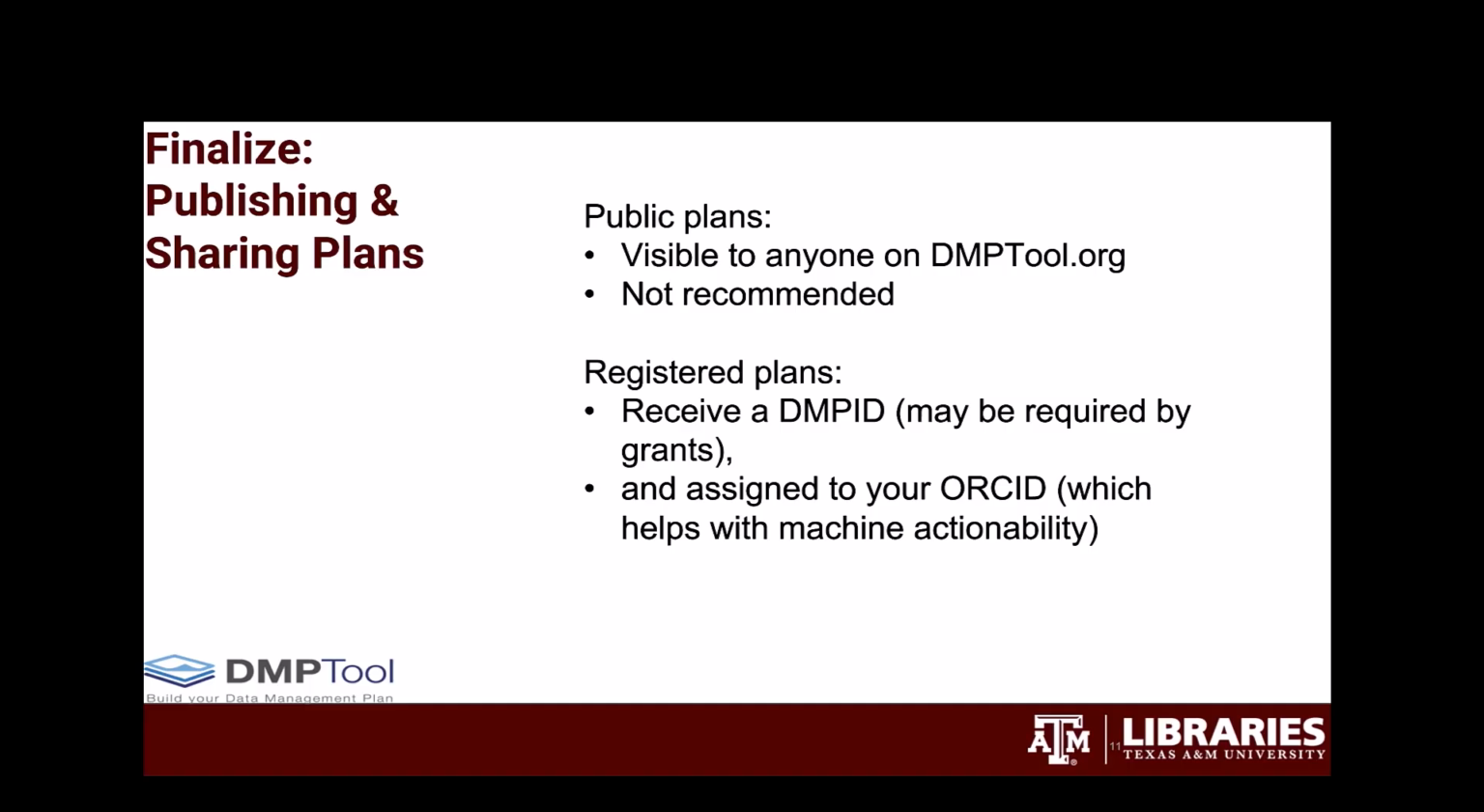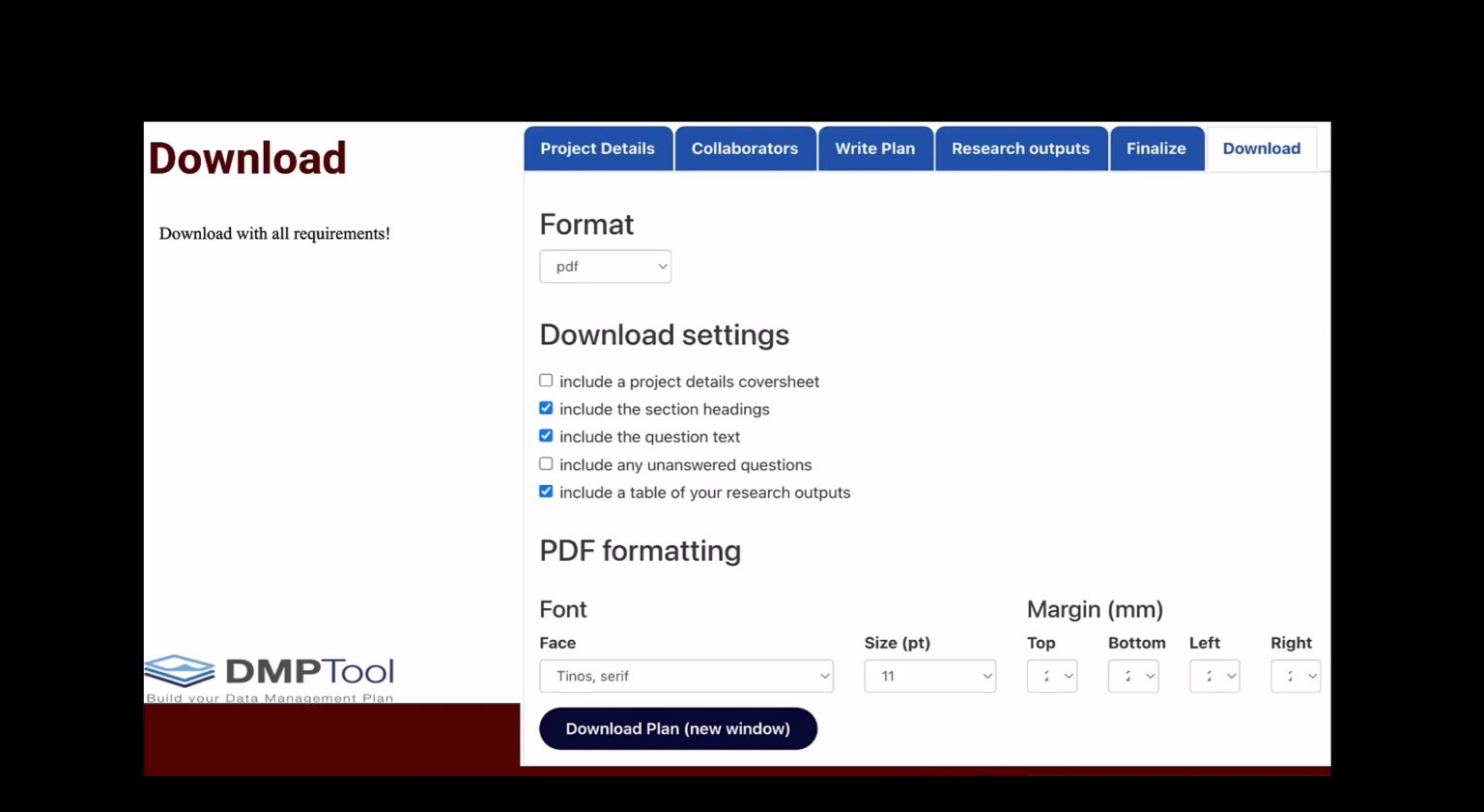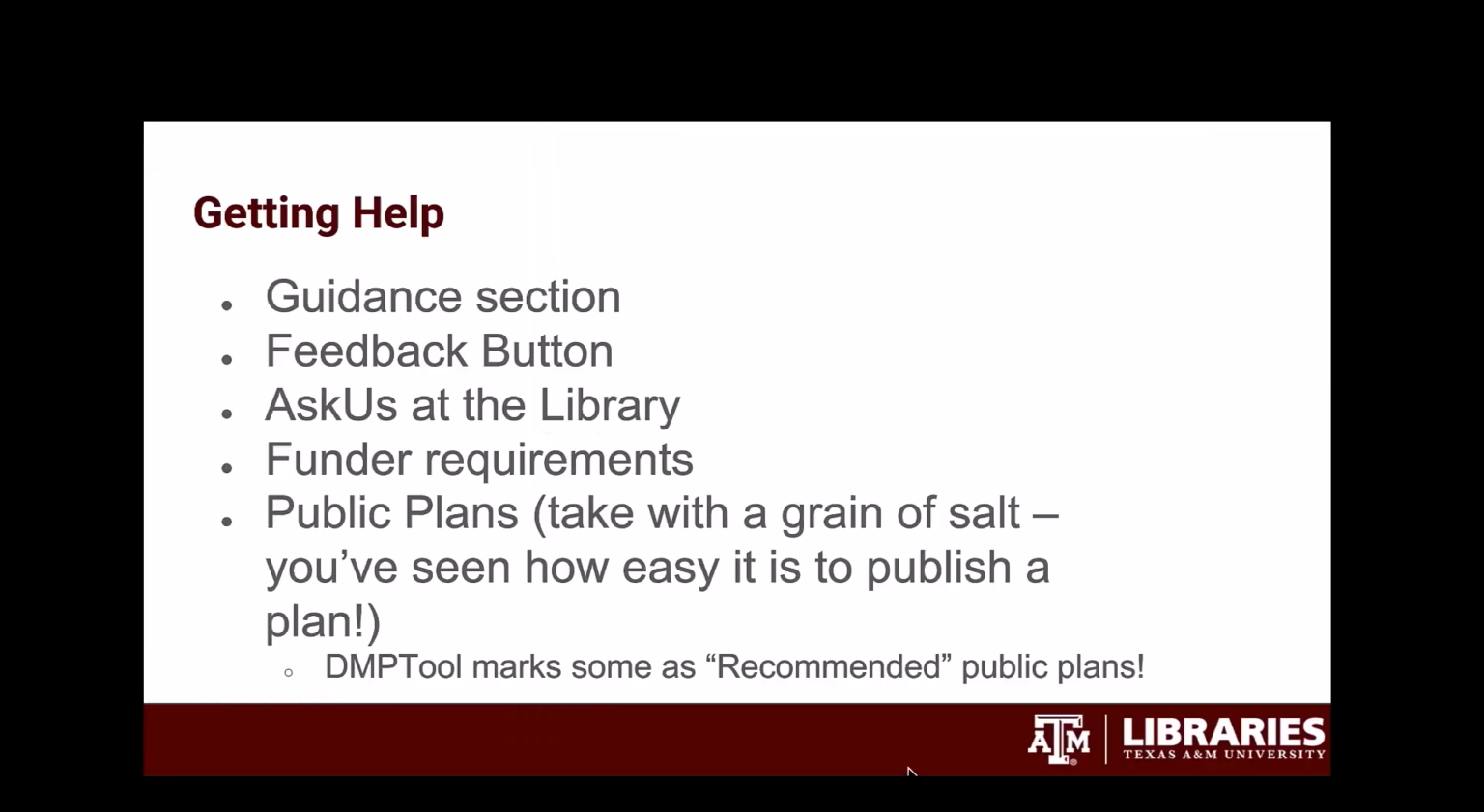Registering your plan means you're going to get a DMP ID, which may actually be required by your grant. It's just going to be a string of digits. And then you can also assign it to your ORCID, which helps with machine actionability later. The final tab is the download tab, where you can choose format options before you download the PDF. Your grant, you may know, may require specific font sizes, margins, etc.